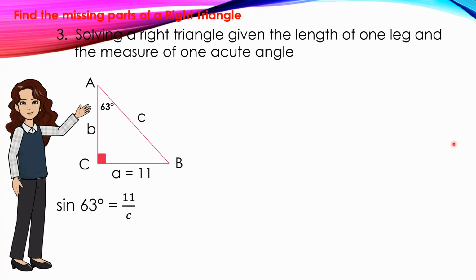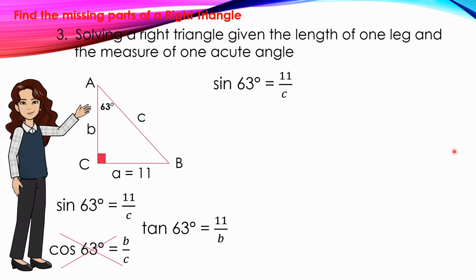Let us get the three trigonometric ratios. So we have sine 63 is equal to 11 over C. Cosine 63 is B over C, because adjacent over the hypotenuse. And the other one is tangent 63 is equal to 11 over B. So, which of these three are we going to use? We have only one given, and the others have two unknowns. So now, we cannot use cosine 63 degrees is equal to B over C because it's only one given.